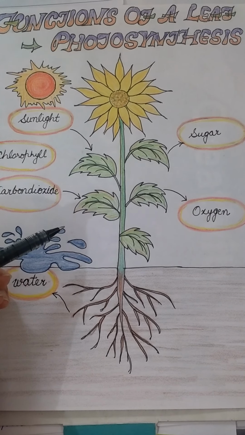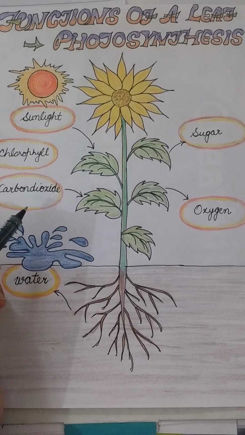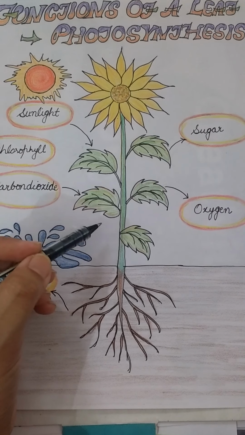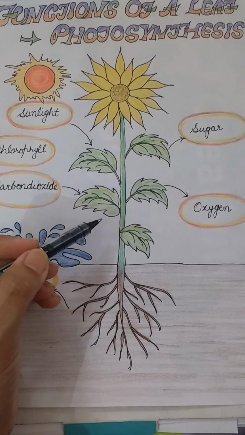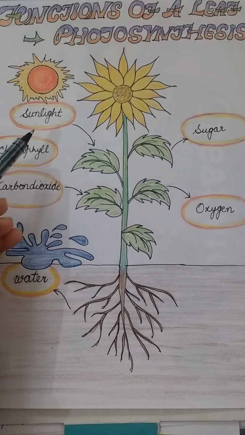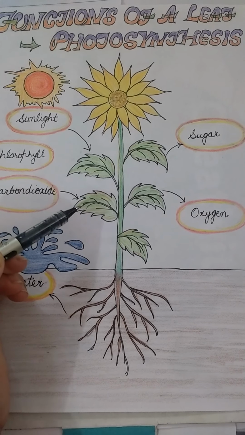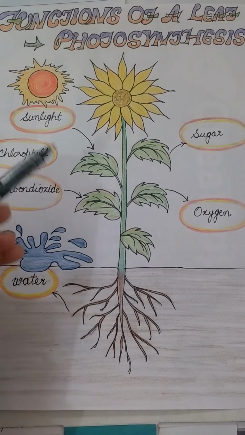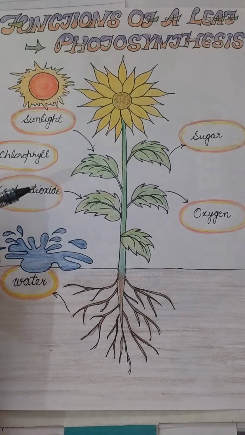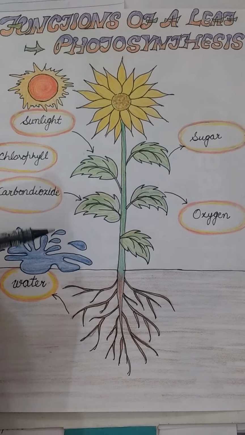Now the next requirement is a gas, that is carbon dioxide. It is taken in by the stomata present on the under surface of the leaves. And the last requirement is sunlight. It is absorbed by the chlorophyll present inside the leaves. Well, this was all about the fulfillment of the requirements of the leaves.